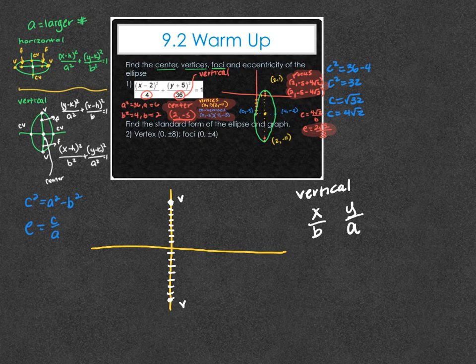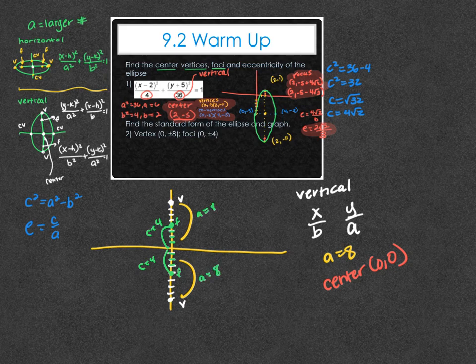I also already know what A is because it is 8 away from my center. So A is 8, and I know my center is the halfway point between these two, which means my center is 0, 0. Now the only other thing I have to get is B. They give me the foci at 0, plus and minus 4, which means C is 4. So A is 8, C is 4.